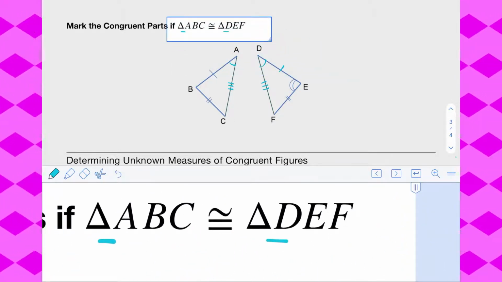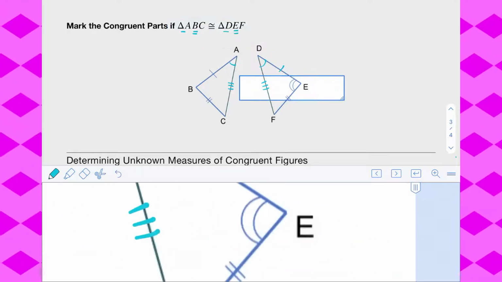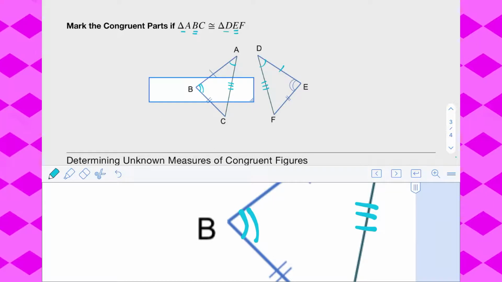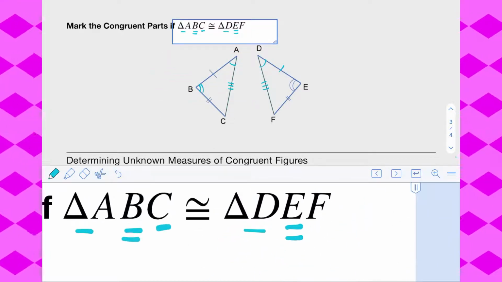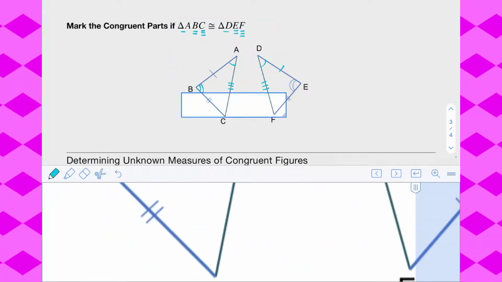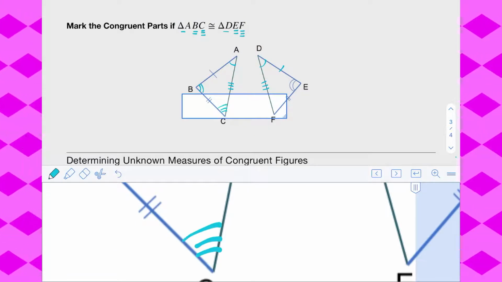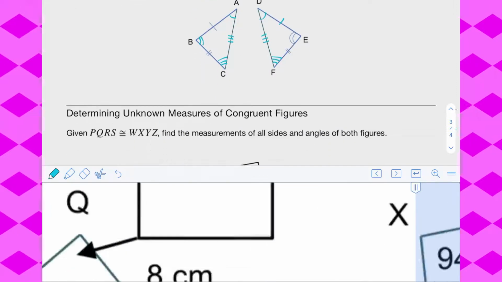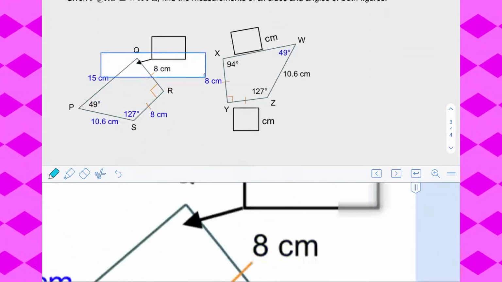Angles should also be congruent, so angle A is congruent to angle D. Angle B is congruent to angle E. And angle C is congruent to angle F. Right, congruent corresponding parts. Now let's use it with actual numbers.